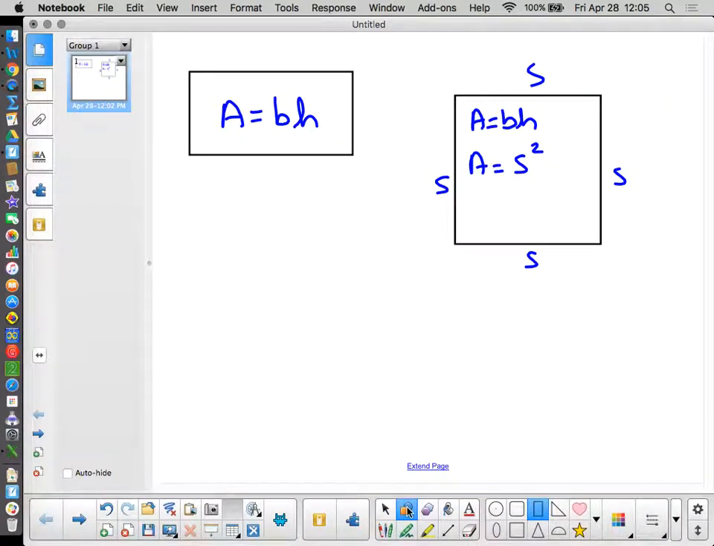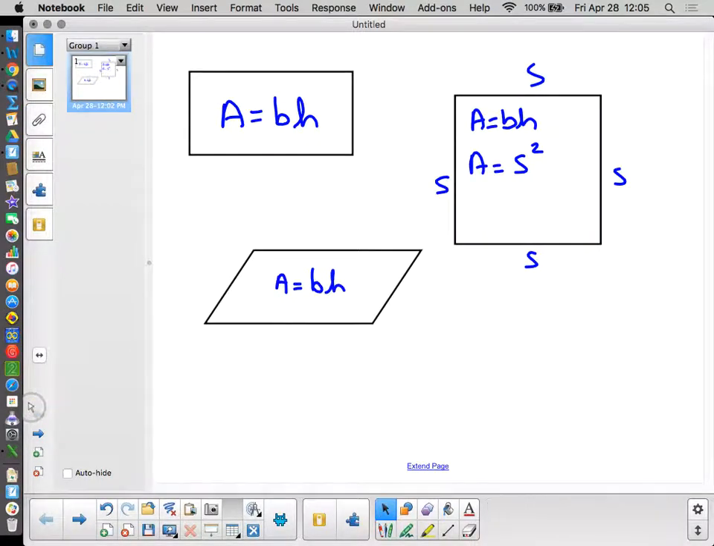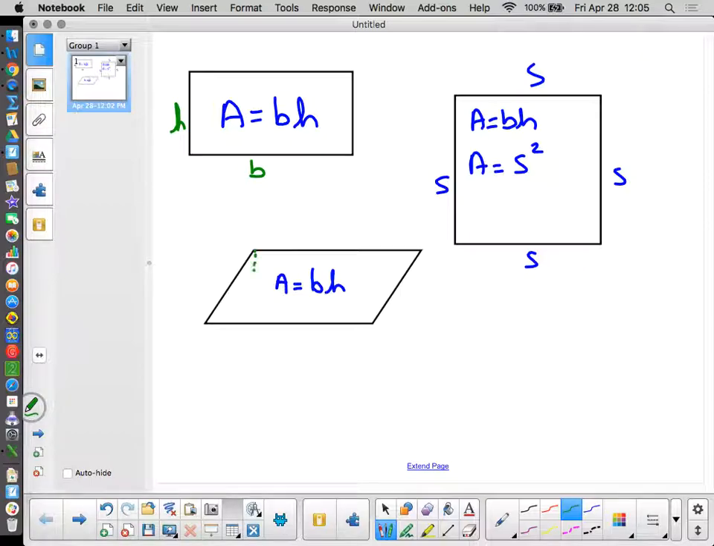A parallelogram. Your basic old parallelogram, the area is the same formula as a rectangle, still base times height. The difference is the height in a rectangle is one of the sides, so is the base. In a parallelogram, the height is the perpendicular distance between whatever I'm calling my two bases. So the height is generally not a side in a non-rectangular parallelogram.